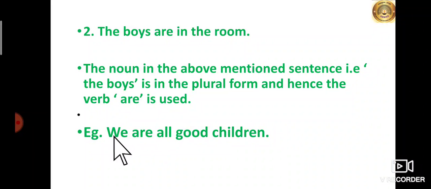For example, we are all good children. Now here we is used where it is not pointing towards one person. It is for the plural form. So plural we is used for many people and are is also used for more than two people. We are all good children.